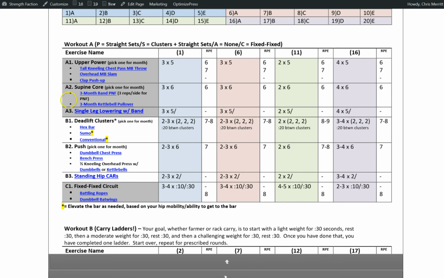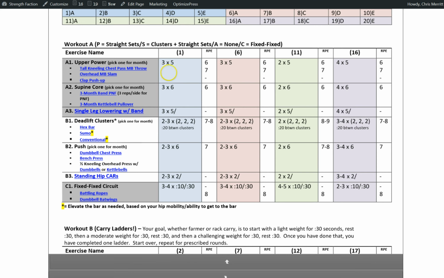So you have A1, A2, A3 as a tri-set. So you would pick your upper power. So let's say you went tall kneeling chest pass medicine ball throw. You would do your 5 reps at an RPE of 6. So check the loading guide to understand what that means. And then pick your supine core. Let's say you go 3-month band PNF. You're doing 3 reps per side. Then you would go single leg lowering with band, 5 reps per side. Then you would be back at the top because it says 3 rounds.